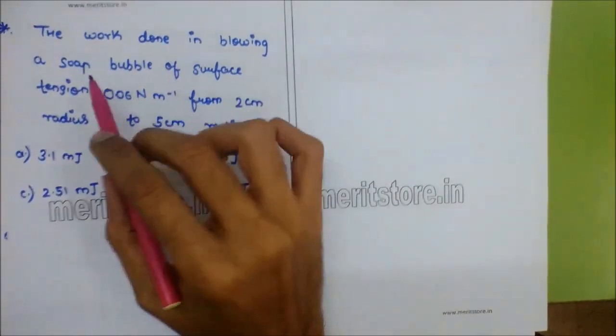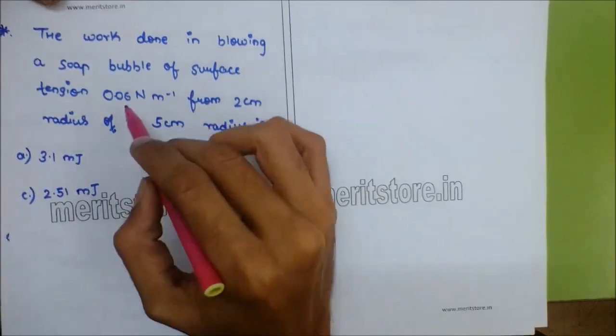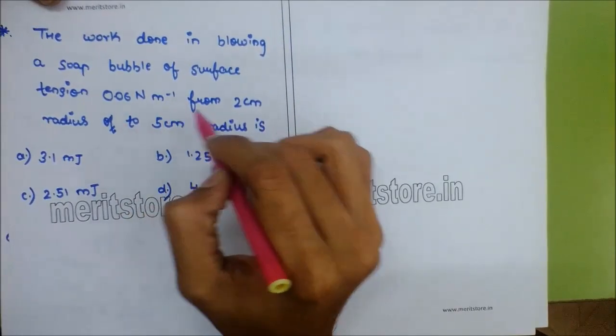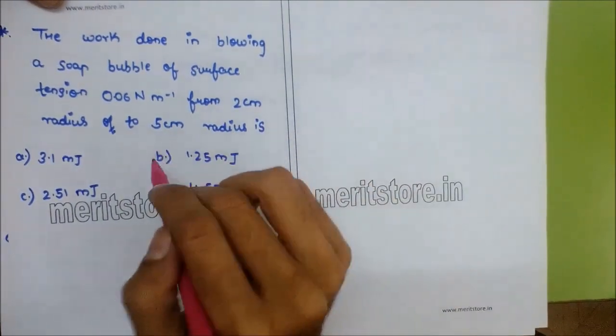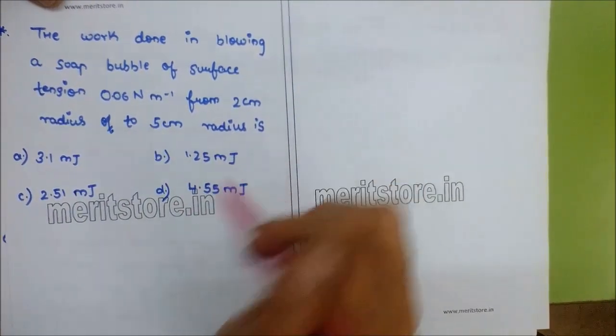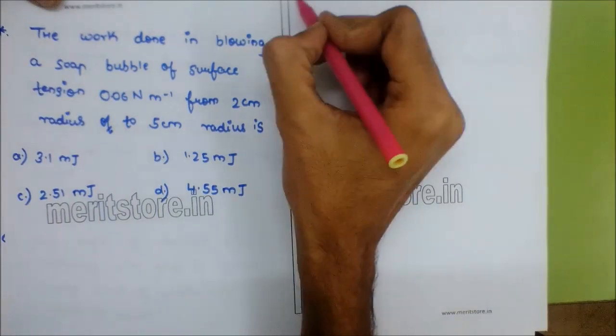The work done in blowing a soap bubble of surface tension 0.06 Newton per meter from 2 cm radius to 5 cm radius is: 3.1 millijoule, 1.5, 2.51, or 4.55.